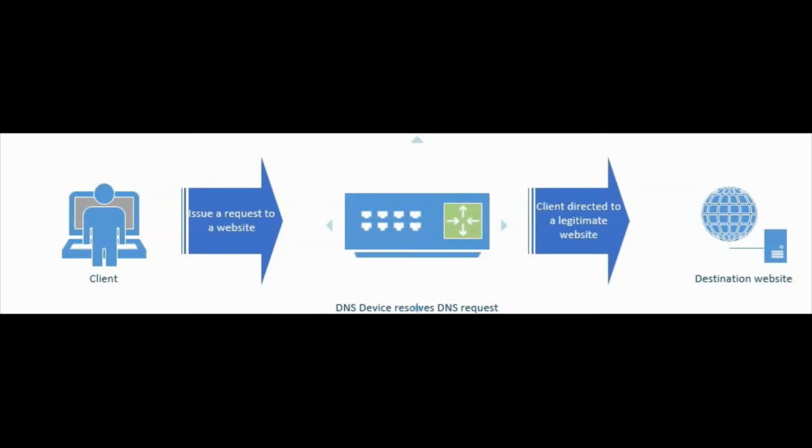During a legitimate DNS query on behalf of a client or user attempting to access a website, the client would enter the website into their browser. The DNS query for that website request would then be issued to their DNS server or DNS device. The DNS server or DNS device would then resolve the DNS query, providing the IP address to the client or user, in which the legitimate website would be accessed via their web browser. As we can see in this diagram, this is how a legitimate DNS request would take place.